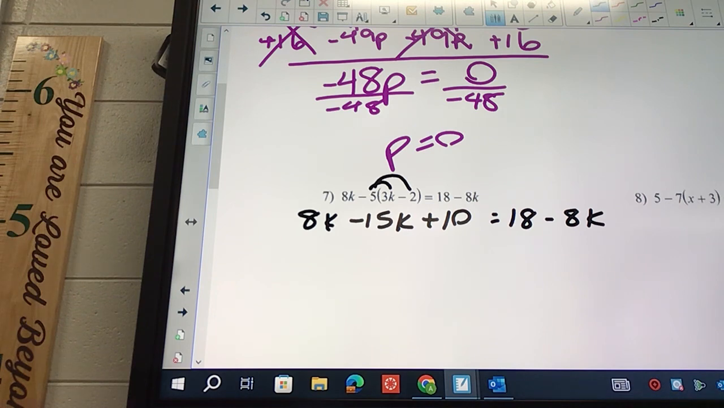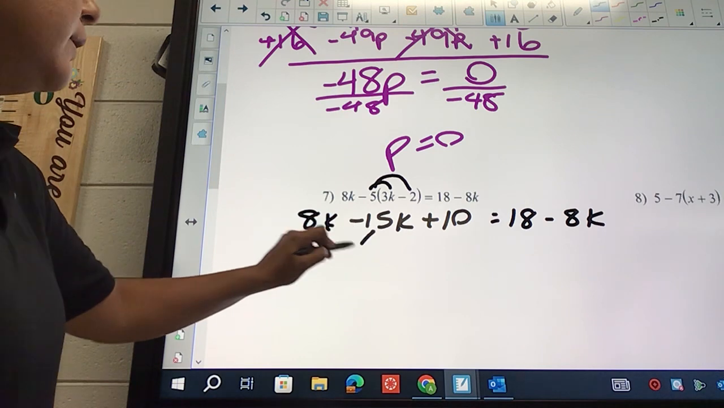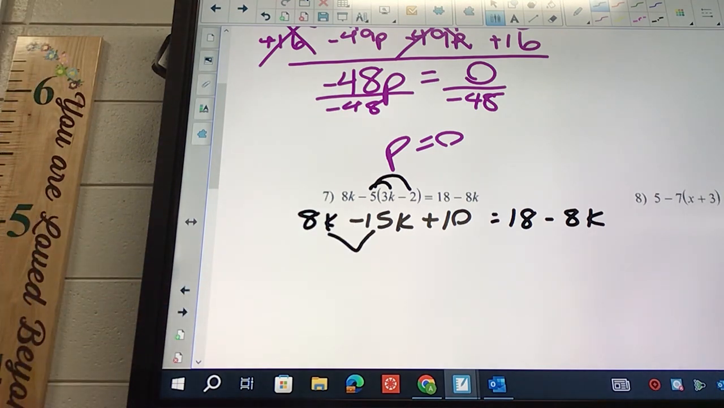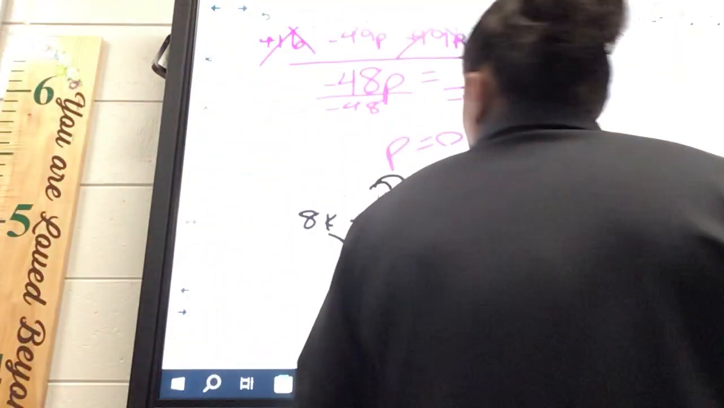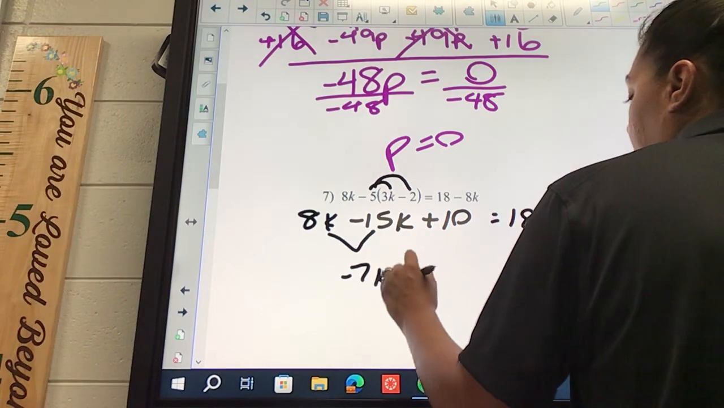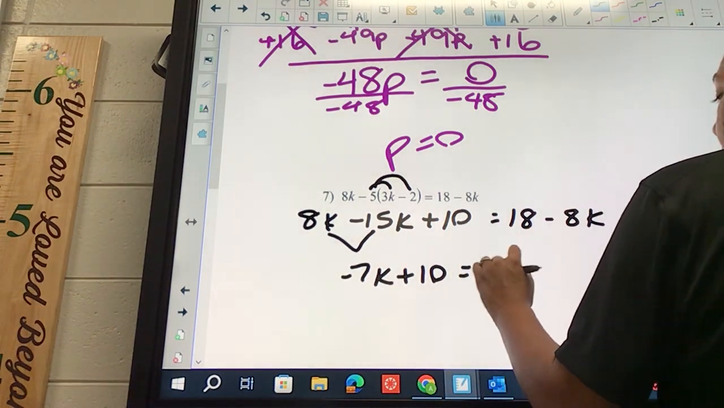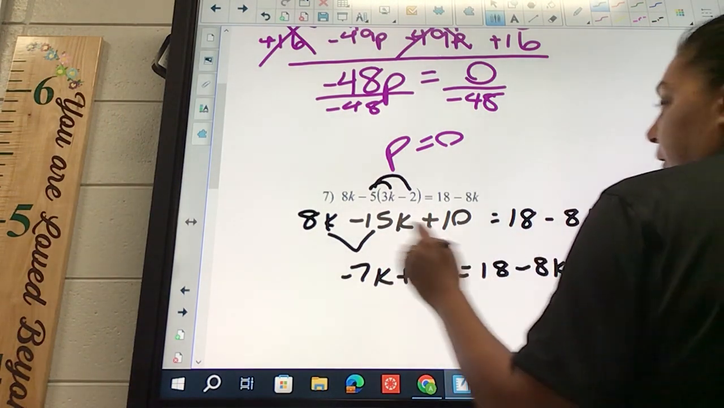How many pieces are on the left? 3, the right. 2. Okay, so which one needs combined? Yeah, on the right, okay, the 8 and the 15 can get combined. Okay, so what is 8 minus 15? Negative 7k plus 10 equals 18 minus 8k.